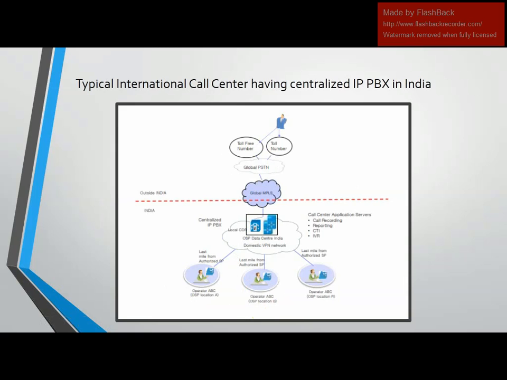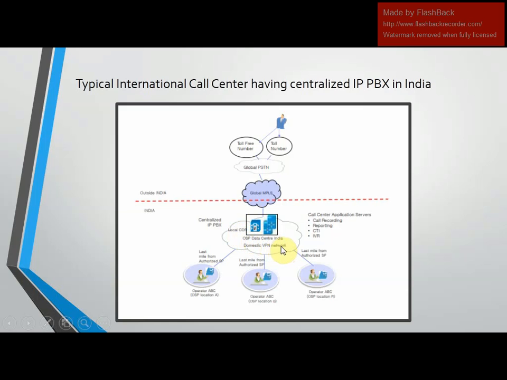Now I am going to discuss the typical international call center having centralized IP PBX in India. Initially you will have a toll-free number, then a toll number that goes to global PSTN. Then you will have global MPLS, which goes outside India. Then you will have a centralized IP PBX, local CDR, then an OSP data center in India, then a domestic VPN network.